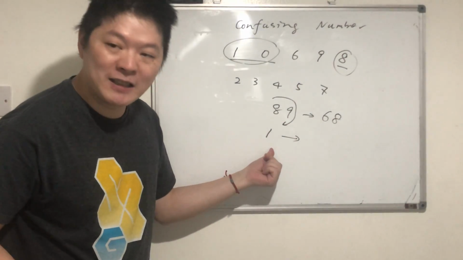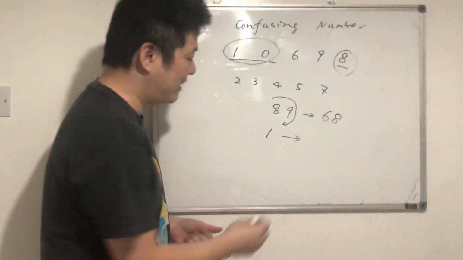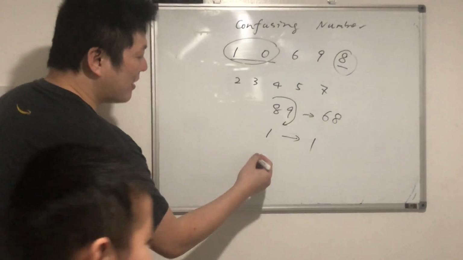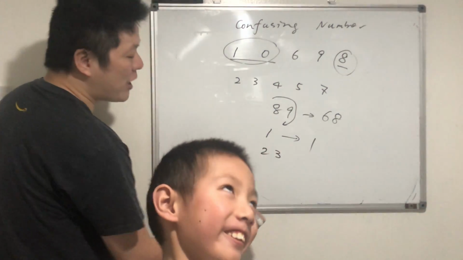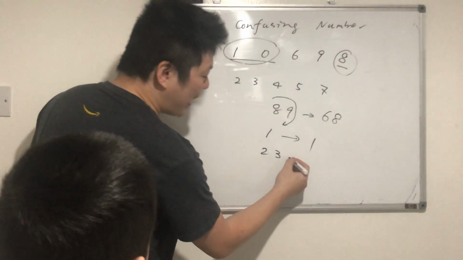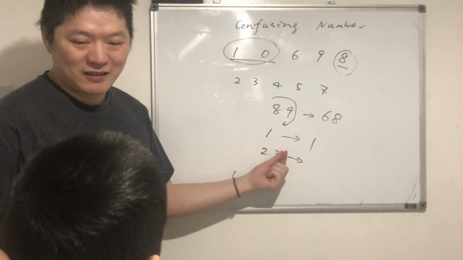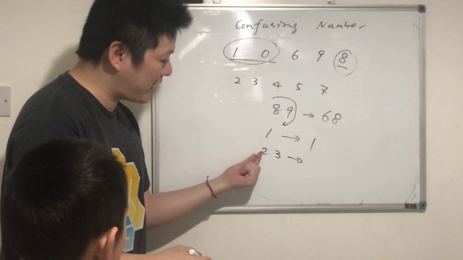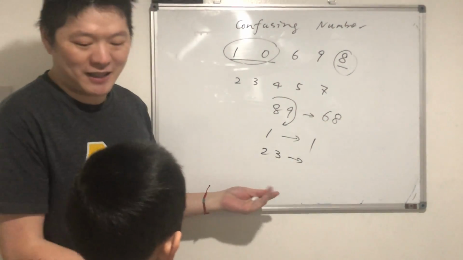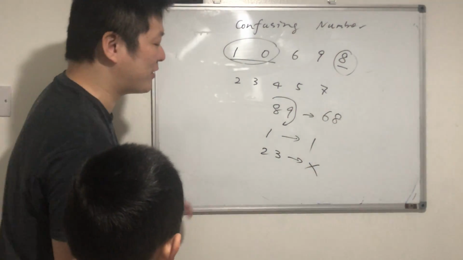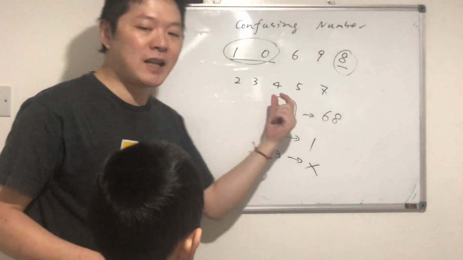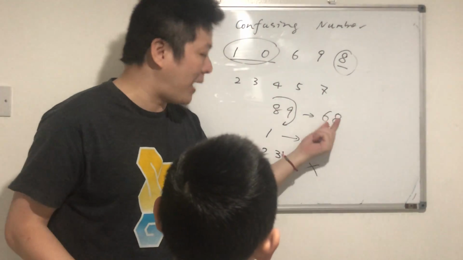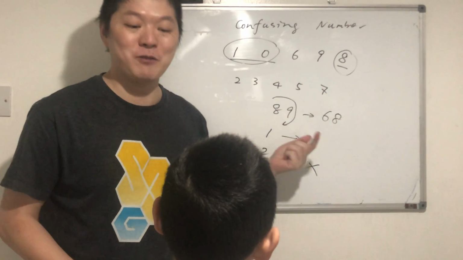Look, if it's 1, turn around, what happens? It's still 1, right? So this is not confusing. And how about 23? When you turn it around, it's invalid because 3 and 2 turned around don't make sense. It's not a valid number. So this is not confusing. To sum up, a confusing number is one that, when you look at it upside down, is still a valid number but different from the original number. Then we call it confusing.